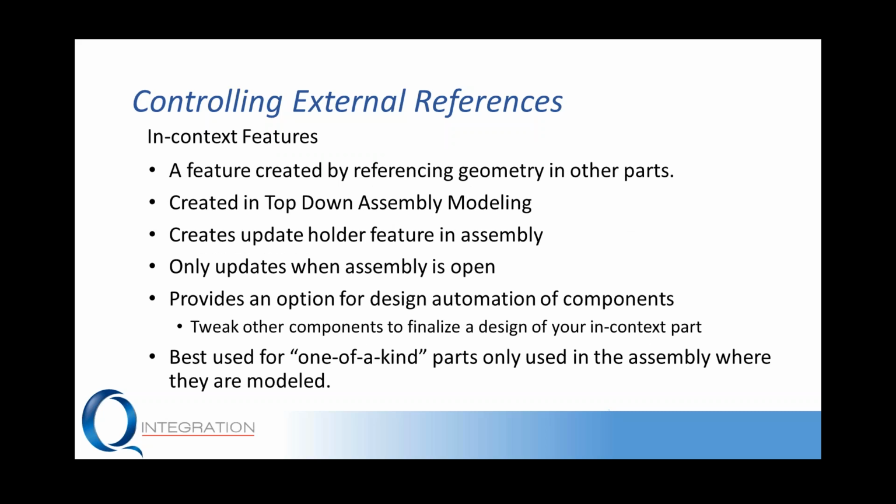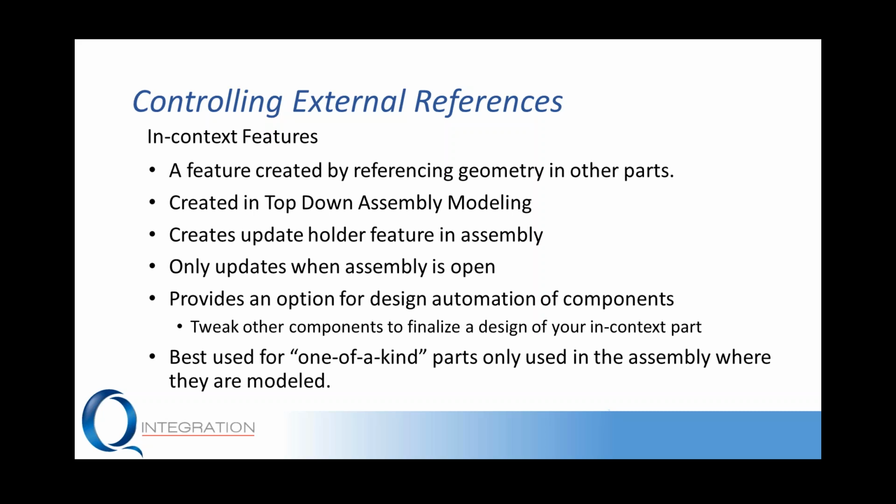So in-context features. These are features that are created by referencing any geometry outside of the model in itself. And again, typically we see this with top-down assembly modeling. Like I mentioned before, we're creating a part that's inside of the assembly. It's referencing other parts in that assembly. And this creates update holder features in our assembly. And by default, these are turned off or hidden from us. So we don't see those in the design tree.